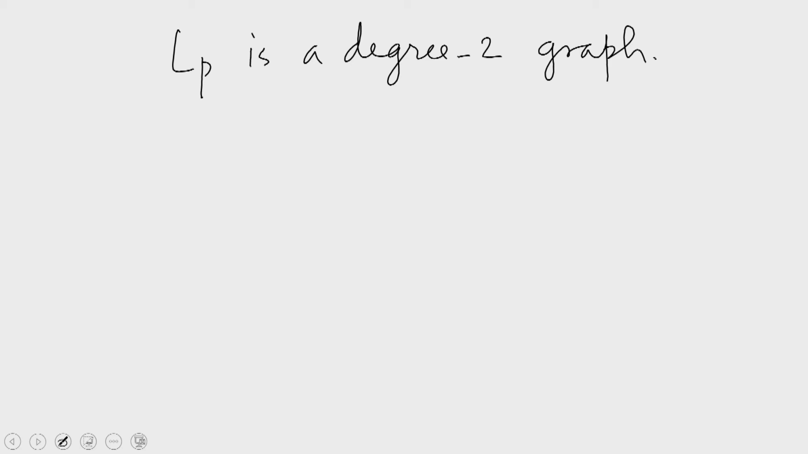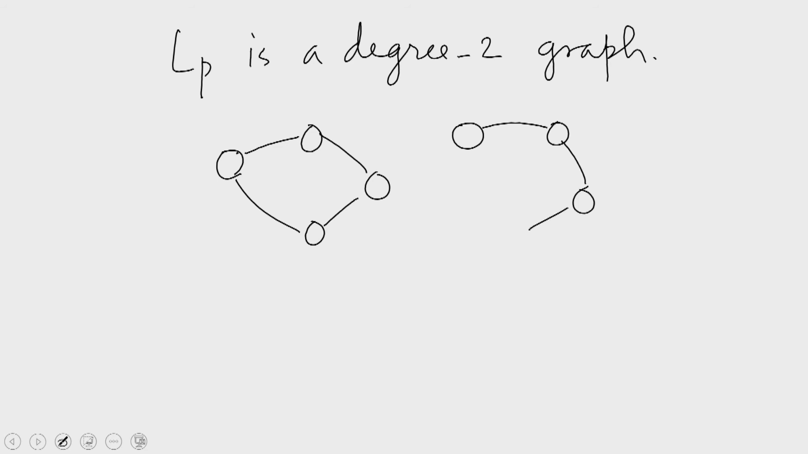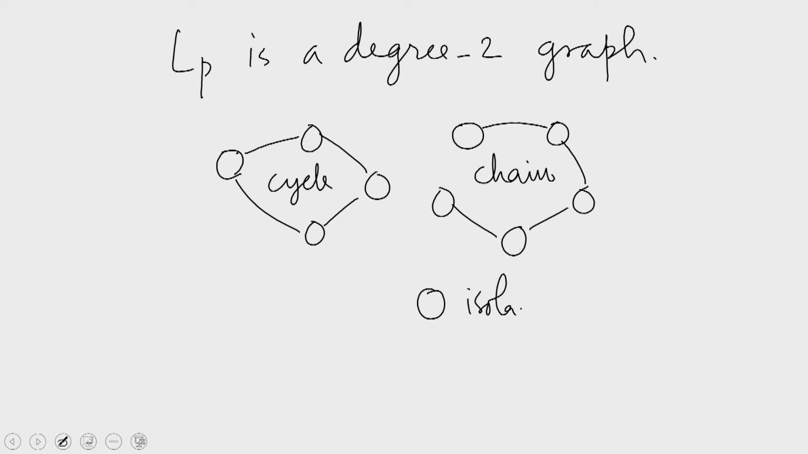So what would LP look like? A graph in which every vertex has a degree of at most 2 will have this form. If in a component every vertex has a degree of exactly 2, then it will have to be a cycle. If a component has degree 1 vertices along with some degree 2 vertices, then that will necessarily have to be a chain. So this is a cycle, this is a chain. If a vertex has no degree, it is an isolated vertex. So LP is a graph of this form with cycles and chains and isolated vertices.